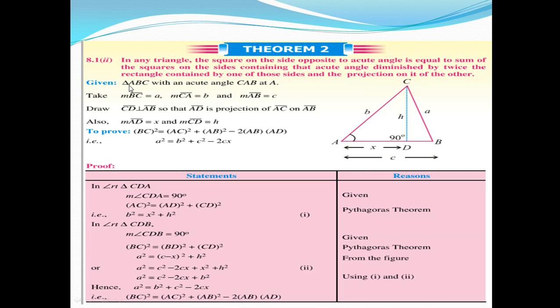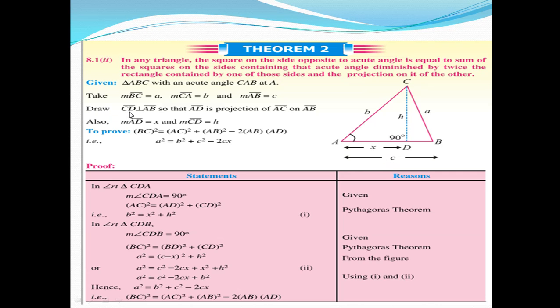Triangle ABC with an acute angle triangle, all angles are acute. Angle CAB at A is an acute angle, less than 90 degrees. We know that the side opposite A is small a, the side opposite B is small b, and the side opposite C is small c.